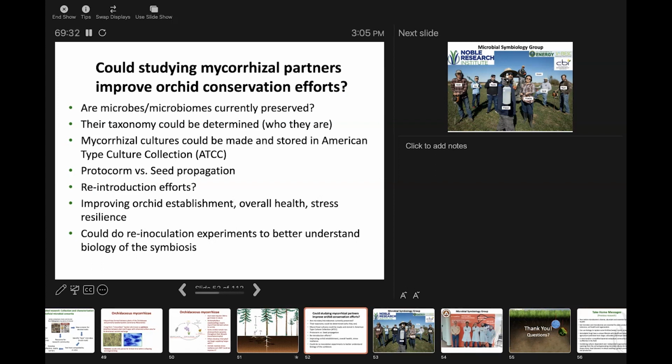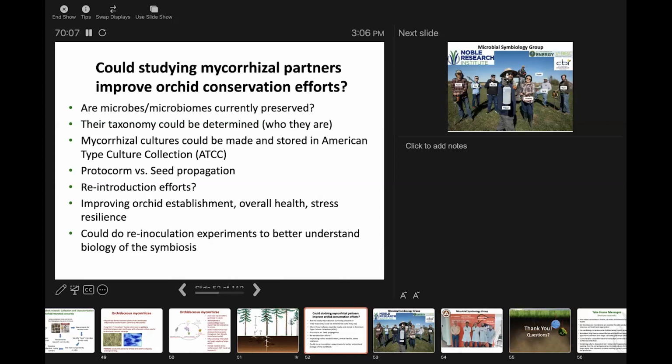Then I start to worry about this. This is what I discussed earlier, asexually cloning versus seed propagation. It's possible that some microbes go through the protocorm. They actually are maintained. We could easily take a little bit of DNA from a little bit of a root, and I could tell you what's on it or in it. And so what I'm wondering is, could we use this to improve reintroduction efforts, establishment, overall health, stress resilience?